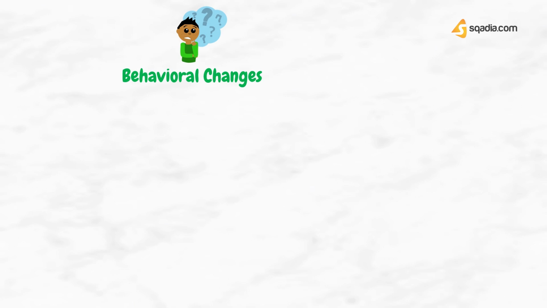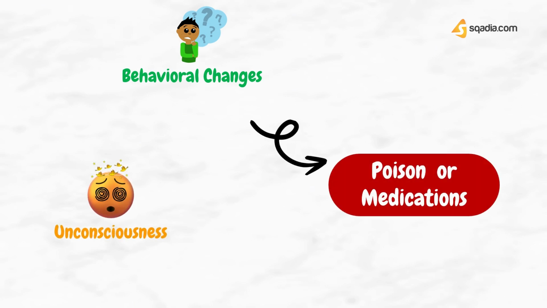If the child shows behavioral changes which are followed by unconsciousness, then there might be a chance that any poison or medication has been taken by the child, which is ingestion of poison or too much of a medication. So you also need to look out for this one as well.